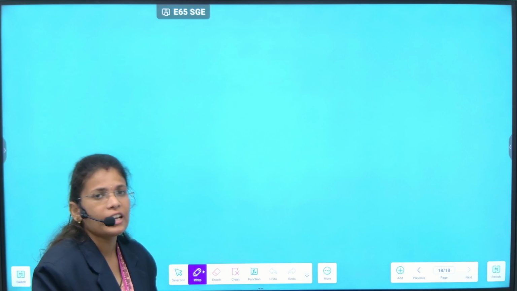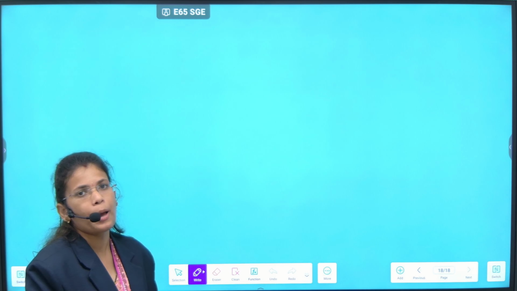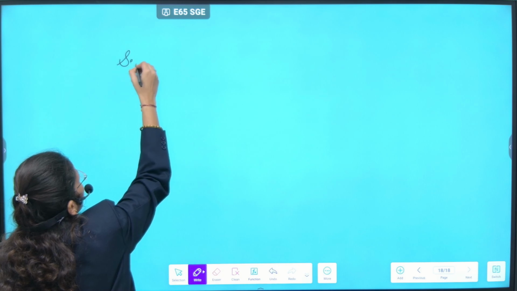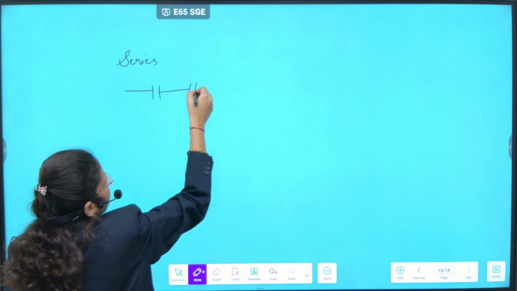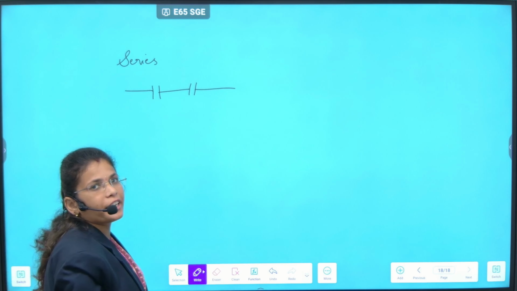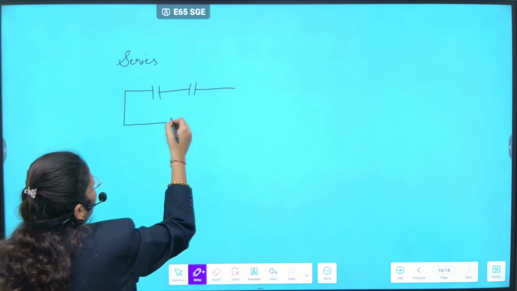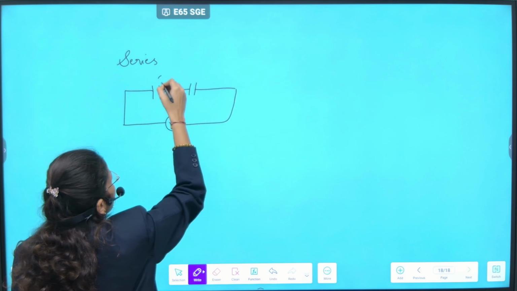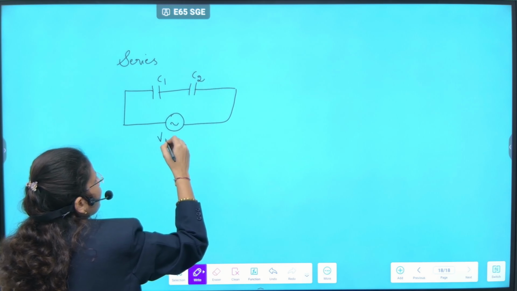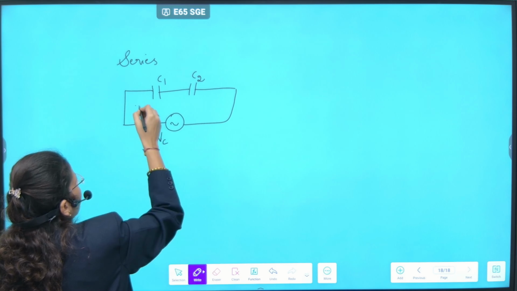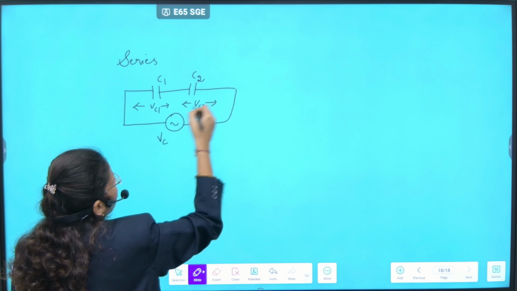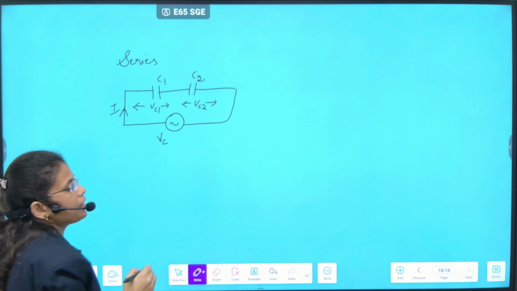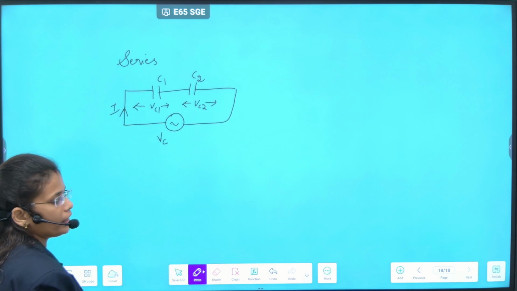Now we will see what happens when two capacitors are connected in series and when two capacitors are connected in parallel. In series connection, we already know that the ending end of the first element should be connected to the starting end of the second element. C1, C2. The voltage applied across C1 is Vc1, and across C2 is Vc2. We already know that the current flowing in a series connection will be the same throughout the elements.